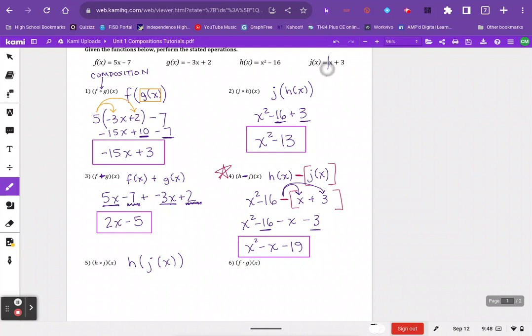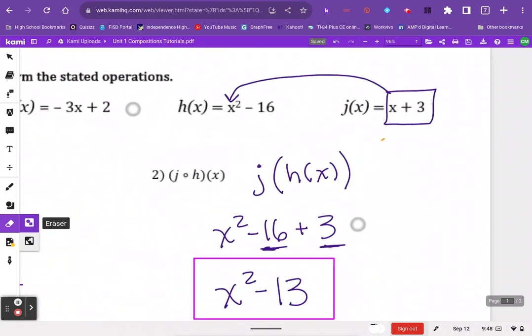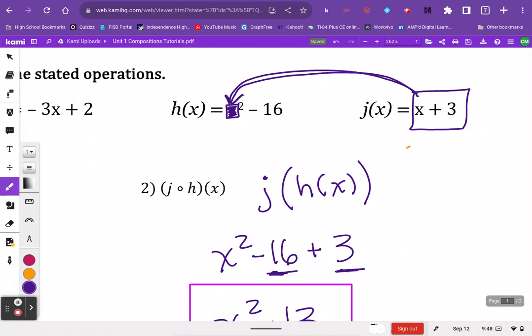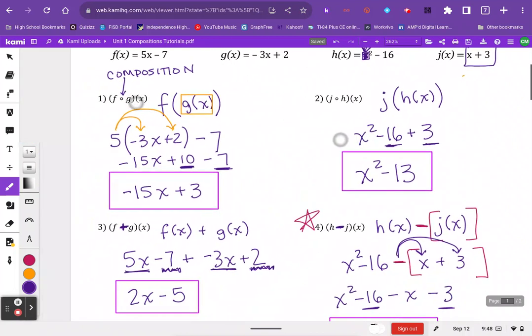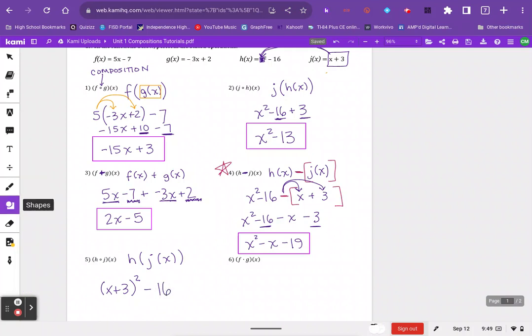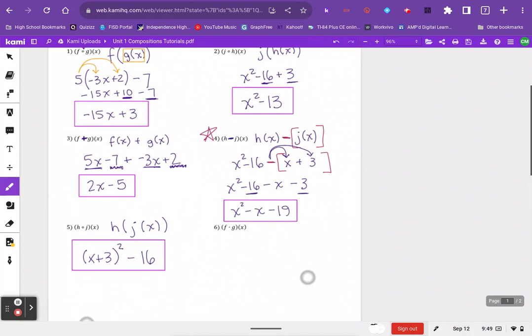This time we're going to take the j equation and insert it in place of x in the h equation. So it's going to go in here in place of x. So this x is not going to be there any longer. We're replacing that with all of this stuff. And the exponent of 2 is going to stay, as well as the minus 16. So x plus 3, this whole thing gets squared, and then subtract 16. For our purposes here, we can just leave that as is. There's no need to go any further on that one.